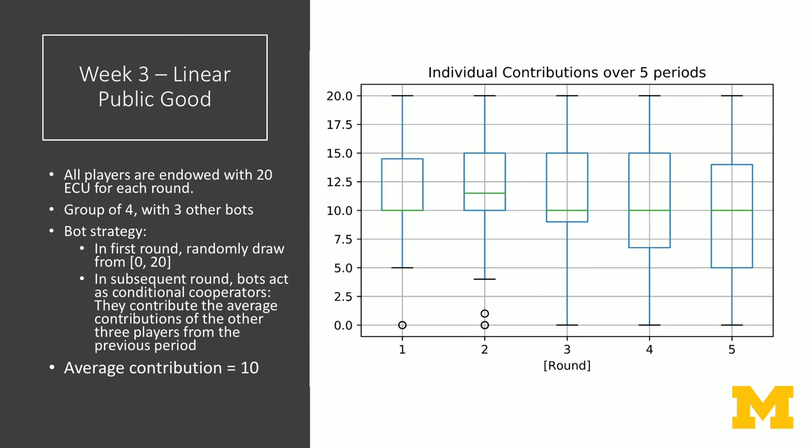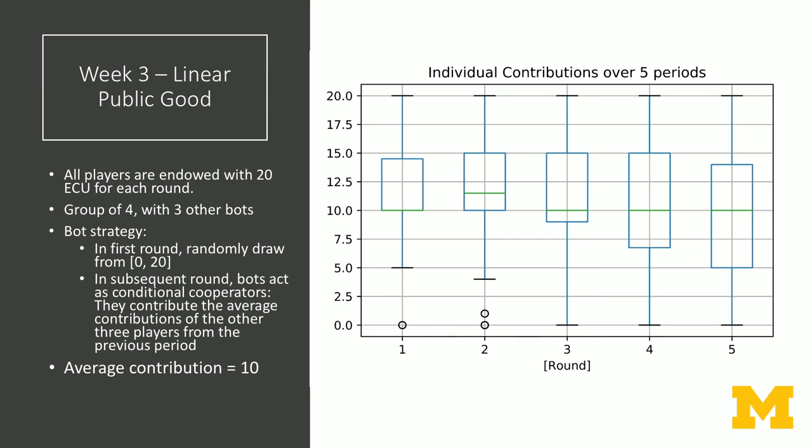In subsequent rounds, the bots act as conditional cooperators in the sense that they would contribute the average contribution of the other three players from the previous round. In other words, if the others cooperate in the previous round, I will cooperate as well, but if they defect, I will defect. It is a very common strategy that we observe in these games. And if you look at the right-hand side of the slide, this is a summary of the individual contributions over the five rounds. This is all human data.